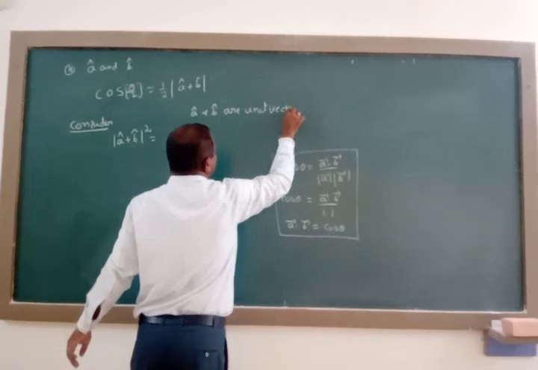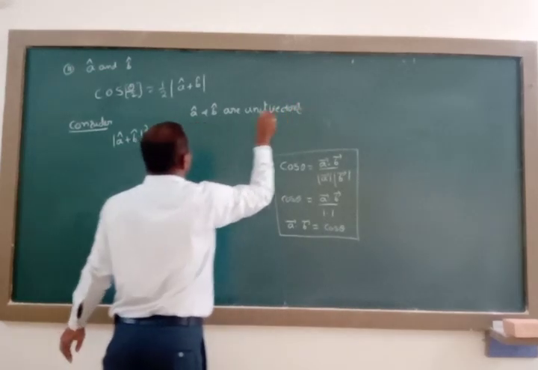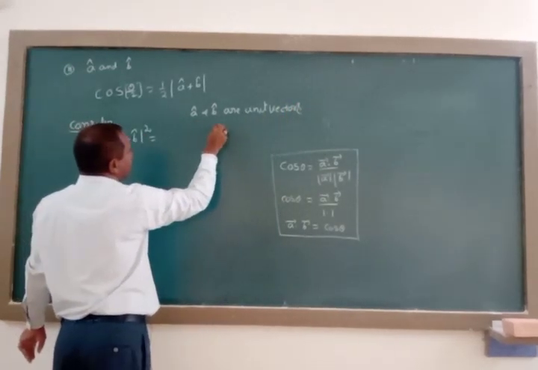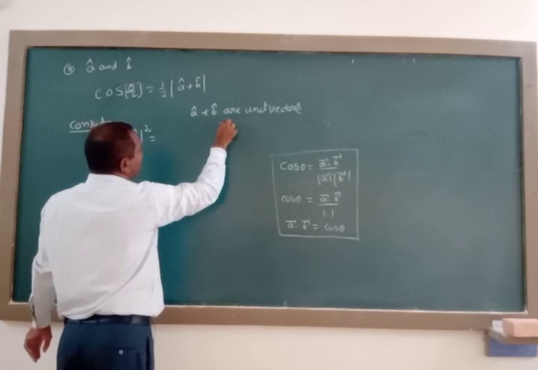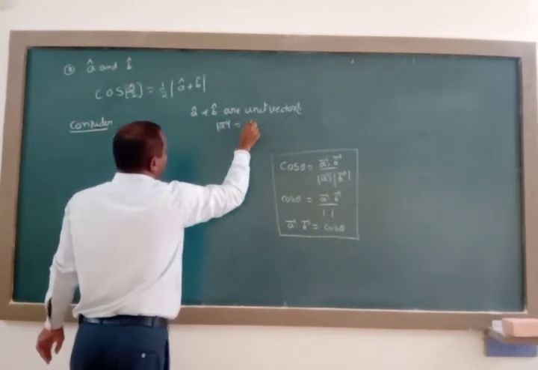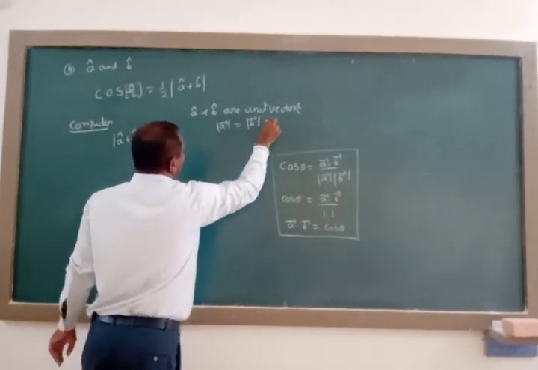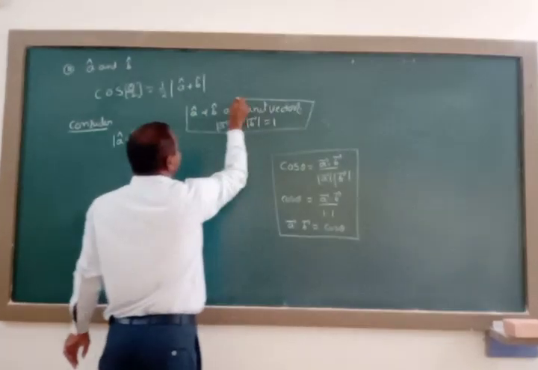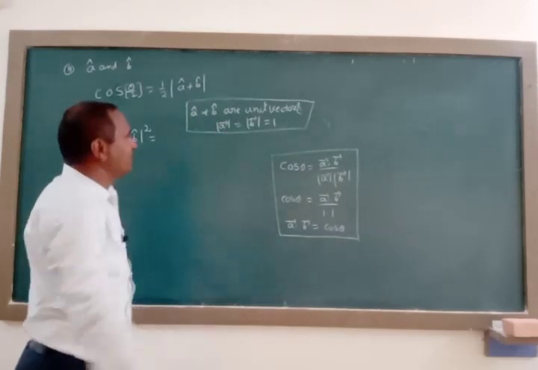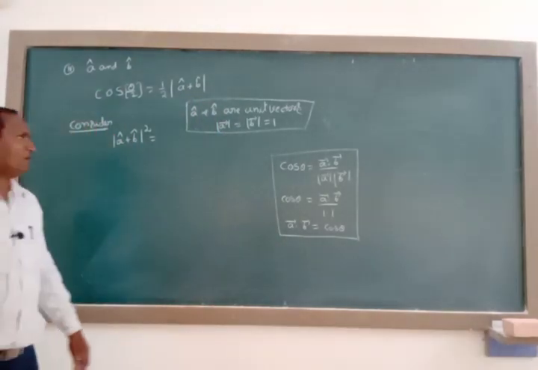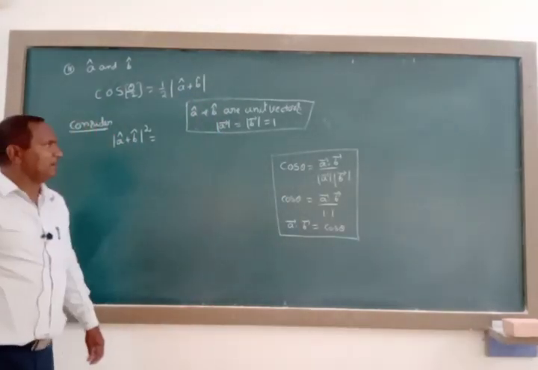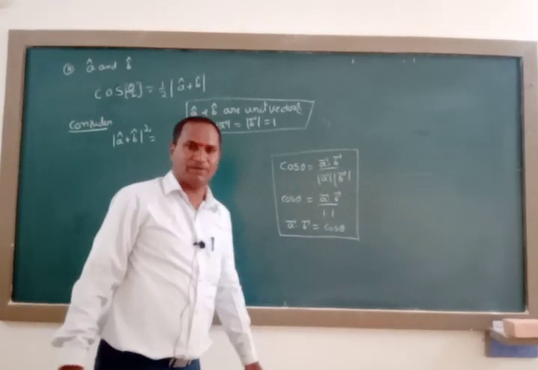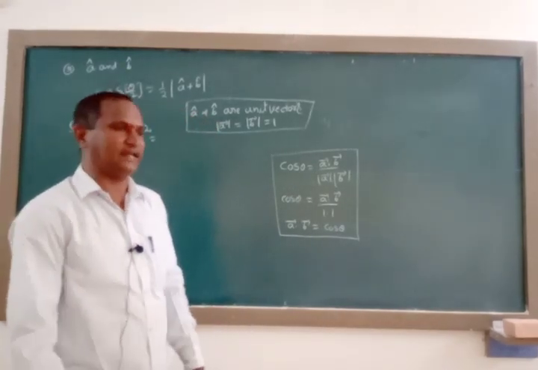Unit vectors means their magnitudes are always equal to 1. Therefore we can take magnitude of a bar is equal to magnitude of b bar is equal to 1 only here. We have to apply these conditions. We are not taking newly here. Already they mentioned in the question. With help of data only we are going to take values of magnitude of a bar and magnitude of b bar. That's what their values are ones here.